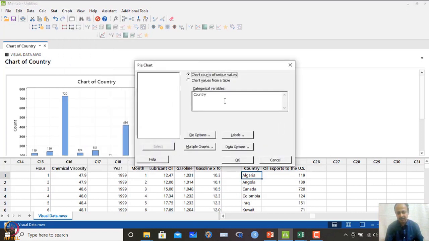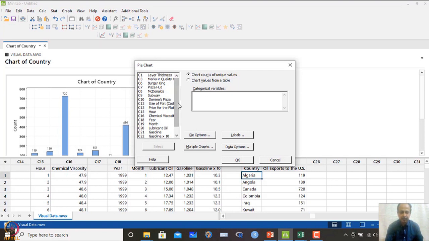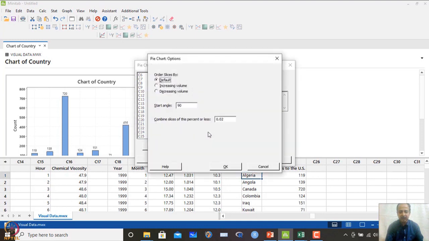pie chart. So in this case, in the pie chart, what we have to do is identify what is the categorical variable according to which we will stratify. So I will mention country over here. Similarly, the pie option over here, something we will keep as default. So Minitab will keep it as default.